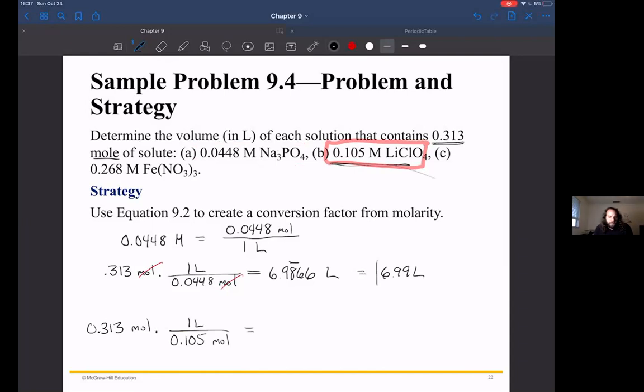Punch that into my calculator, and I get 2.98095. Again, paying attention to units, moles cancel, and I'm left with just liters. So that means, with 3 sig figs, 2.98 liters of this solution. That's how much I would need to get to 0.313 moles of solute.